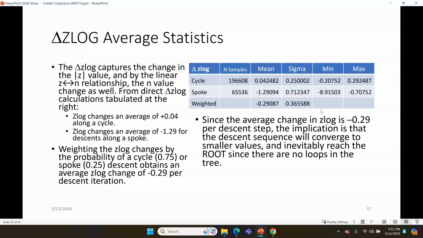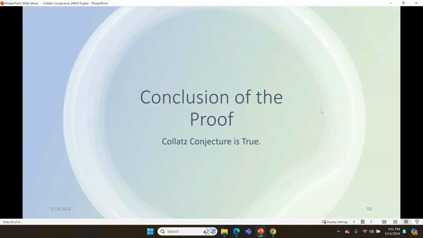In other words, inevitably, as you step along the descent sequence, your average change in the z-log is going to be negative 0.3, and so you're going to hit the root inevitably, because you're going to hit the spokes that are going to inner cycles, and then your chances of decreasing increase accordingly. So that's the proof that you're going to descend to the root value at 0. This concludes the proof of the Collatz conjecture.